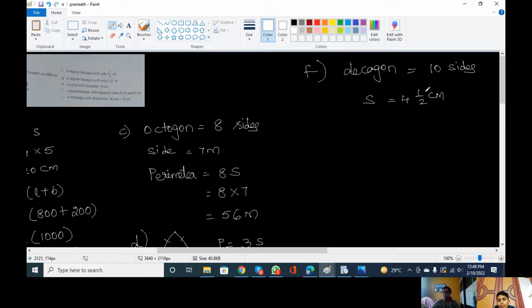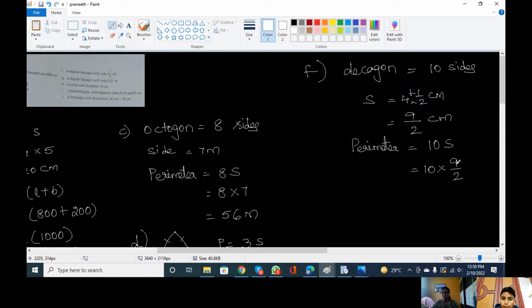We will convert this. This is a mixed fraction. Let's convert it into an improper fraction. So 4 2s are 8. 8 plus 1. Multiply these two and add. 4 2s are 8. 8 plus 1 is 9. 9 over 2 centimeters. Now the perimeter is equal to 10 sides. So the formula is 10s. So 10 times the side, which is 9 by 2. 2 goes into 10 how many times?